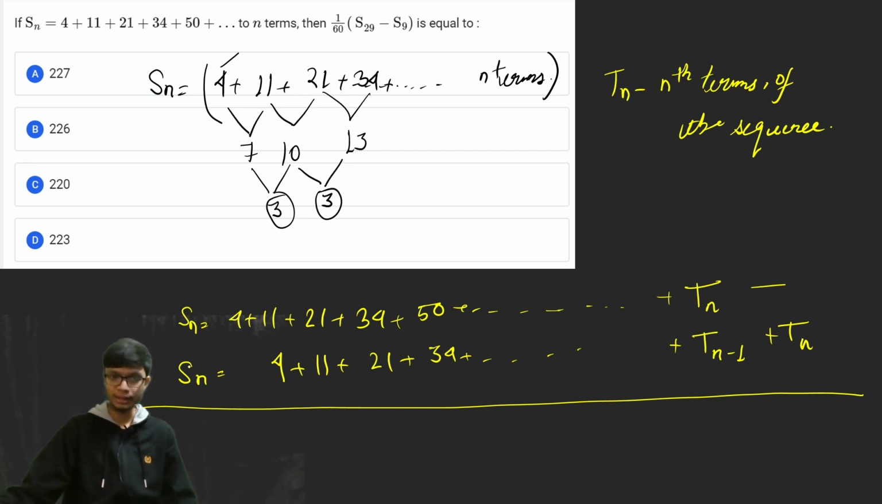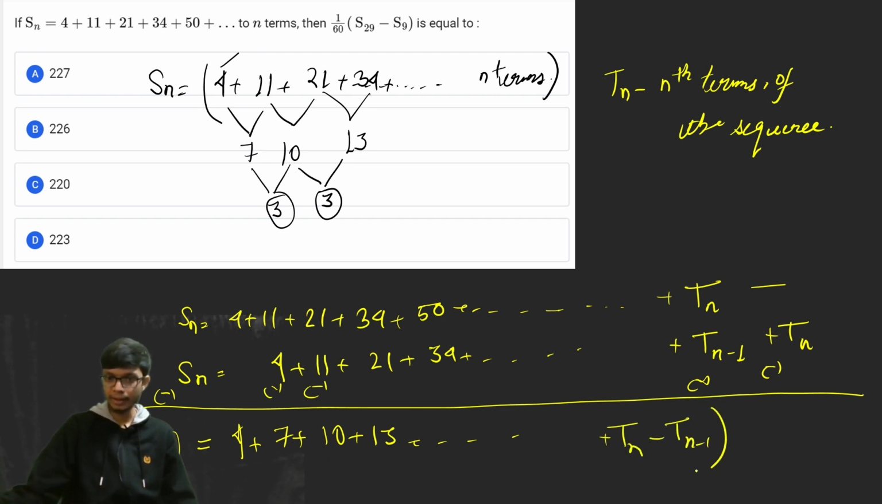I will get it as this result. So if I subtract these results, what will I get? I will get this on the left hand side equal to 0, and the result on the right will be basically 4, and this value will be equal to 7, plus this value will be equal to 10, plus 13, and so on up to the term Tn minus 1.